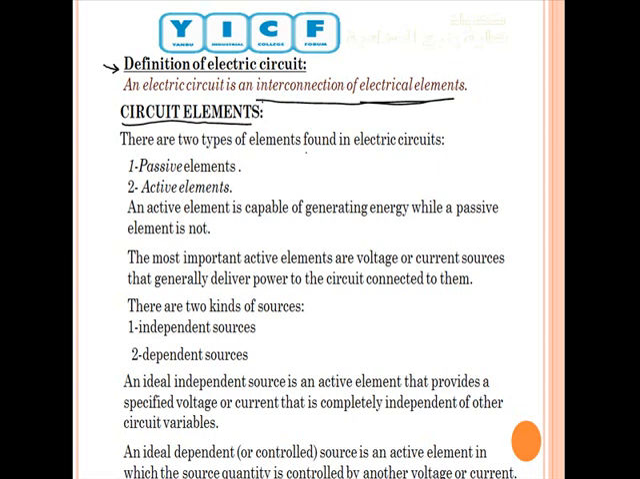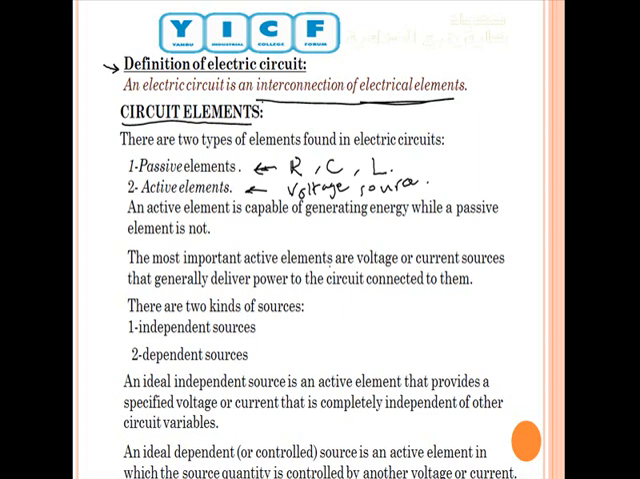طيب, circuit elements. There are two types of elements found in electrical circuits: passive elements و active elements. طيب, active elements is capable of generating energy while a passive element is not. For example, passive element عندنا resistor, capacitor, inductors, while active elements are voltage source and current source and so on.